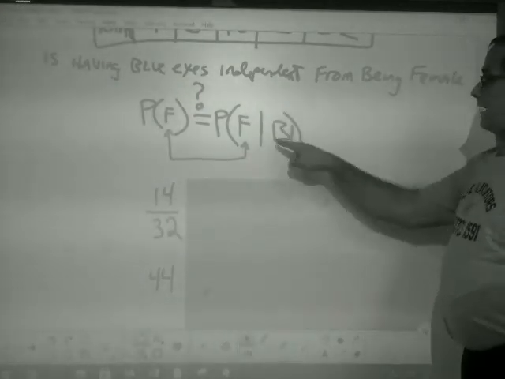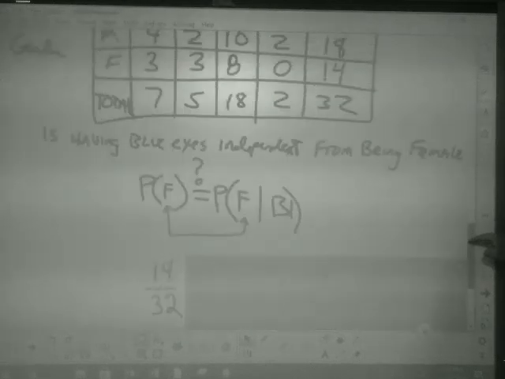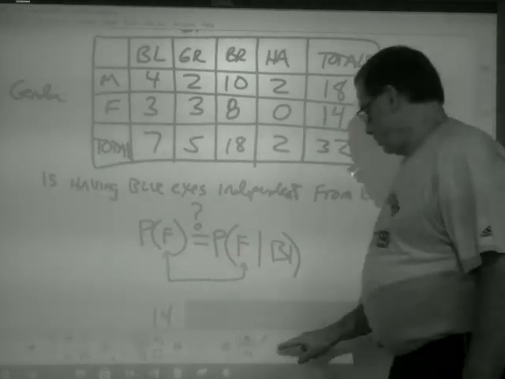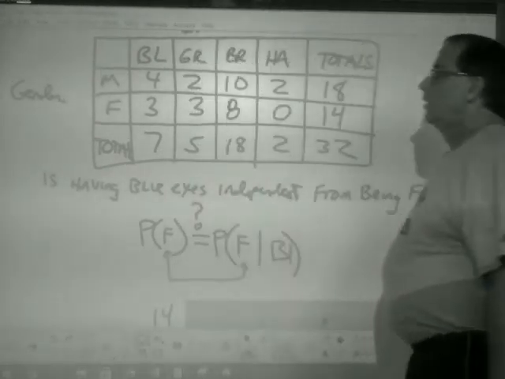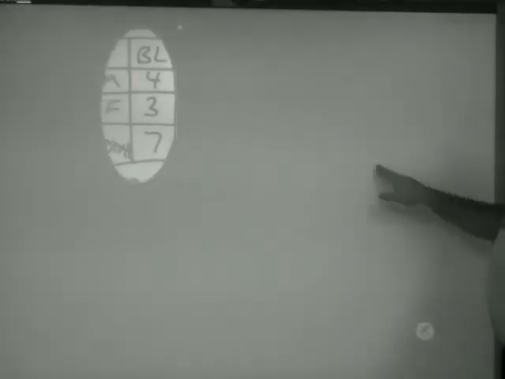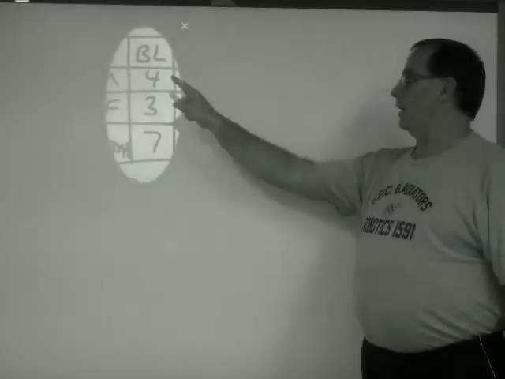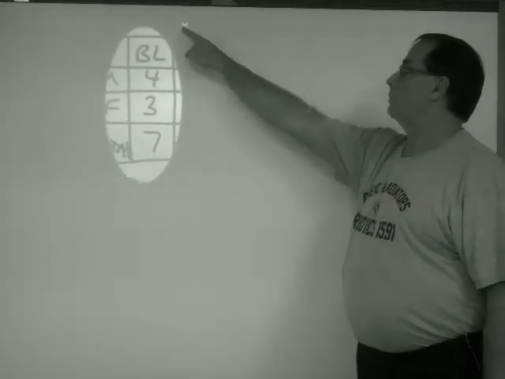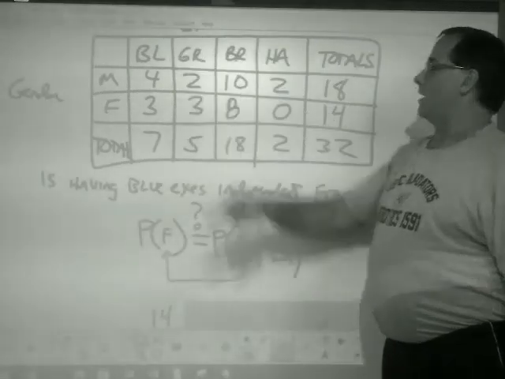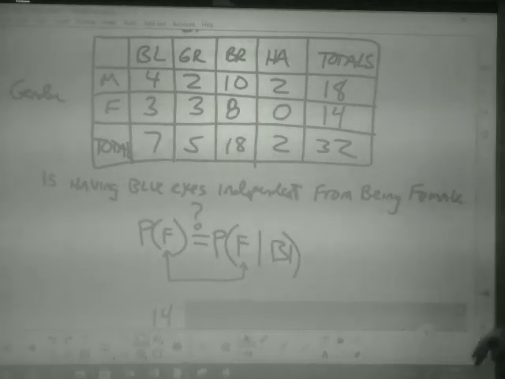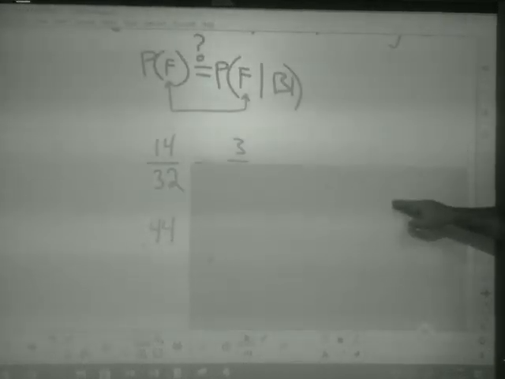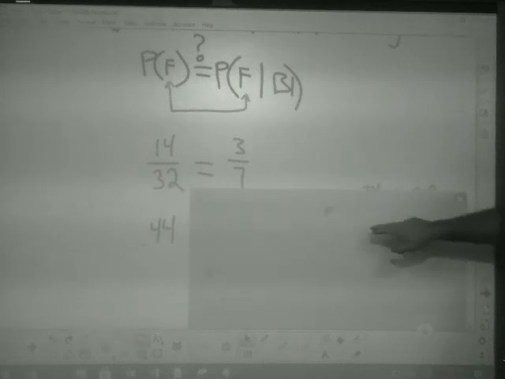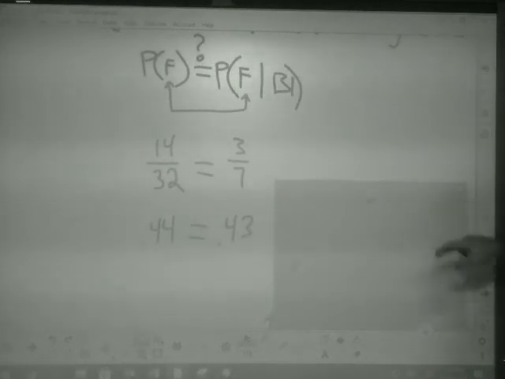Females, given they have blue eyes. So I only want to look at blue-eyed people. So I'm only going to focus right here, only at blue eyes. Females are 3 out of 7 blue-eyed people. 3 out of 7, which comes out to be 0.43.